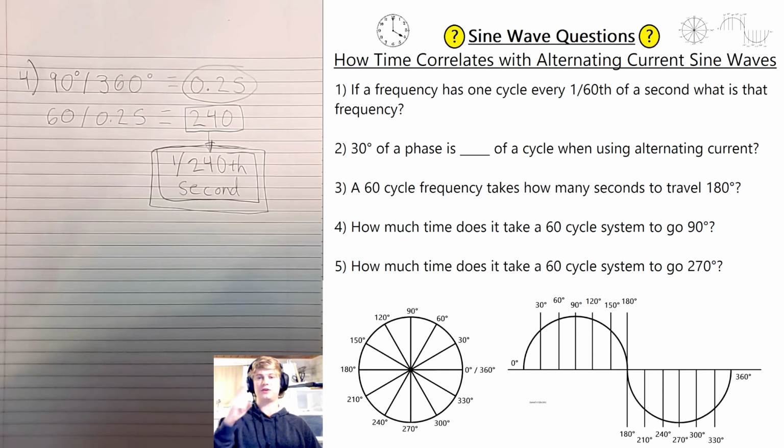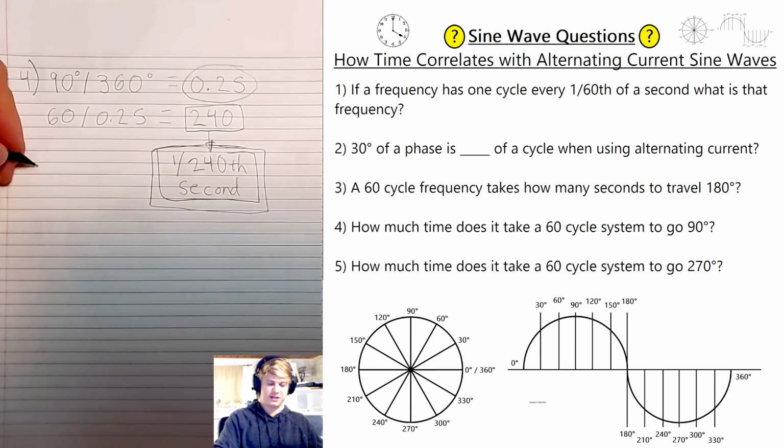Okay, so before moving on to number 5, let's just take a look at that graph again at the bottom right and see that when we're at 90 degrees, we're just halfway between 0 and 180. And also 180 is just halfway between 0 and 360. So obviously, if we think about fractions, 180 would just be 1/2, and then 90 would just be 1/4. So we could think about that the same way, 0.25, and we can think 60 cycles divided by 0.25, but if that's a little weird, then just think about it like this.